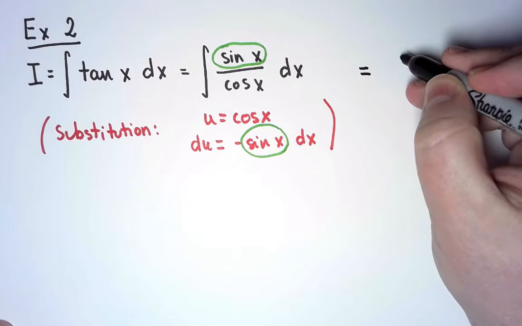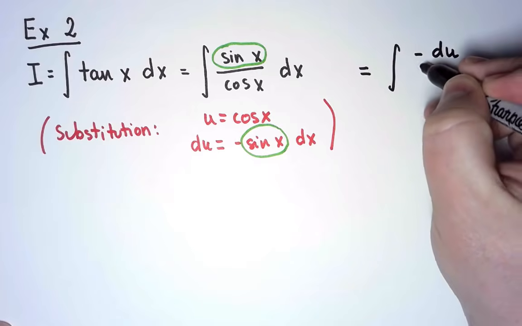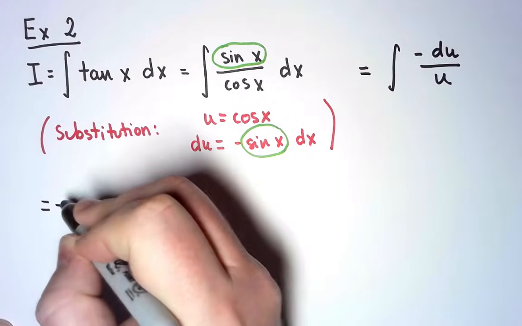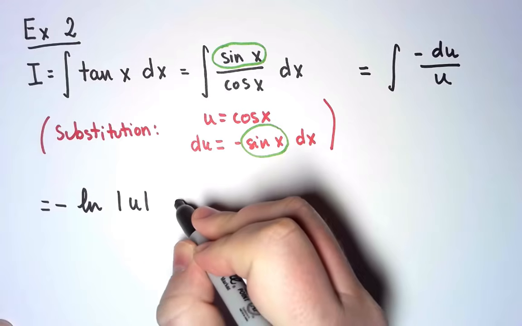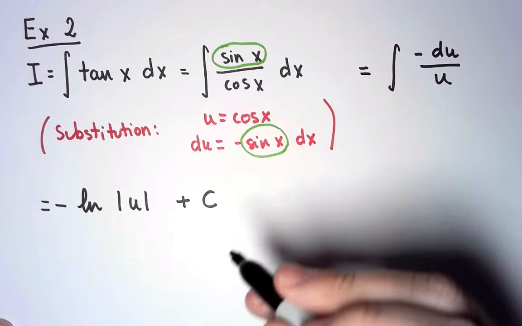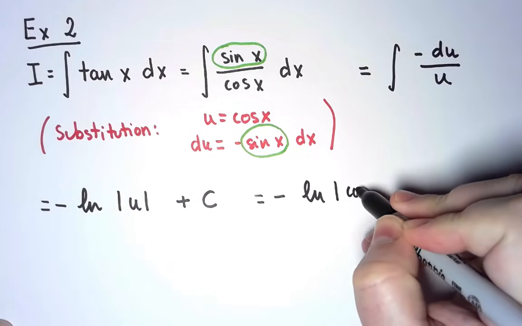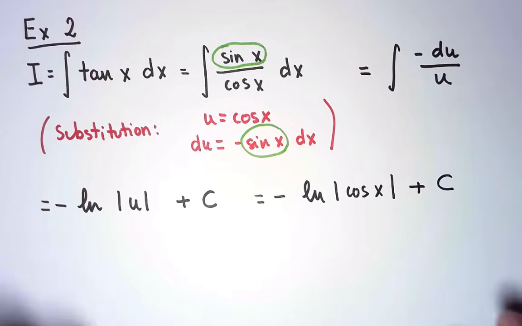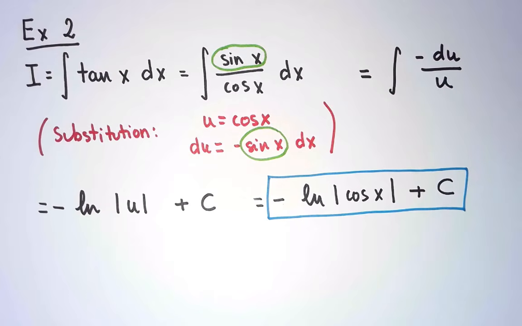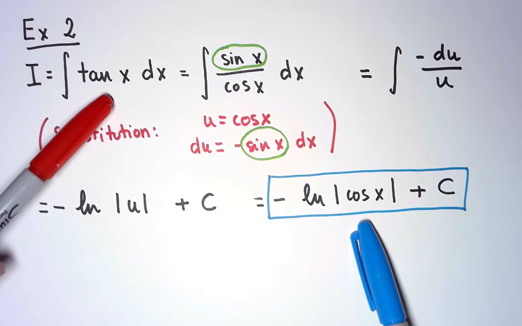I get the integral of minus du over u. And I know an antiderivative of 1 over u. I get minus logarithm of absolute value of u plus an integration constant. And now that the integration is over, I can undo the substitution, and I get minus logarithm of the absolute value of cosine of x plus c. And this is the final answer. Like before, I can verify this answer. I just need to compute the derivative of this function explicitly and see that it is equal to tangent of x.